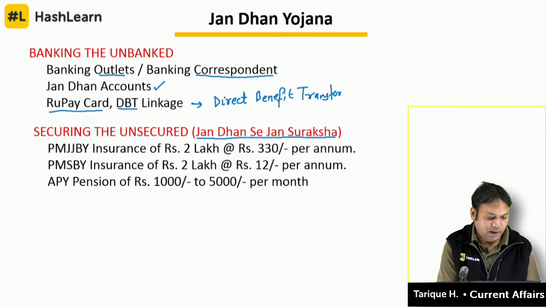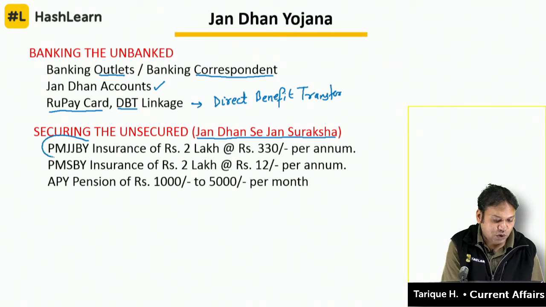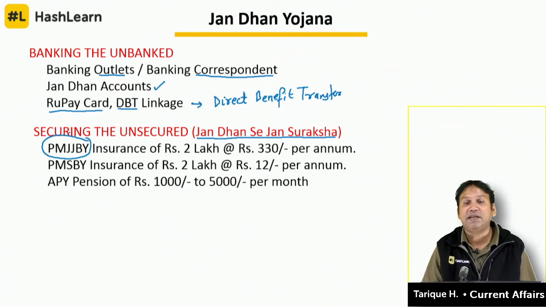So what is the first one? Pradhan Mantri Jeevan Jyoti Bima Yojana, PMJJBY. PM is for Pradhan Mantri, Prime Minister. Jeevan Jyoti, Jeevan is life, and Bima is insurance, so that's life insurance. This is a life insurance.